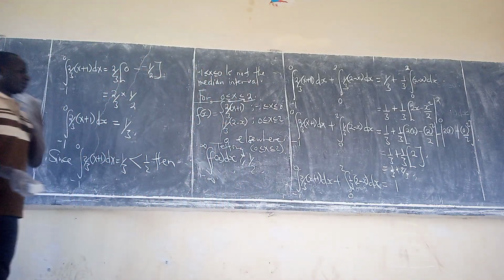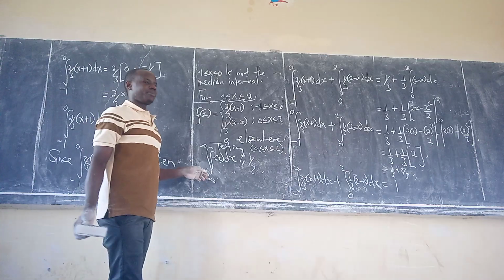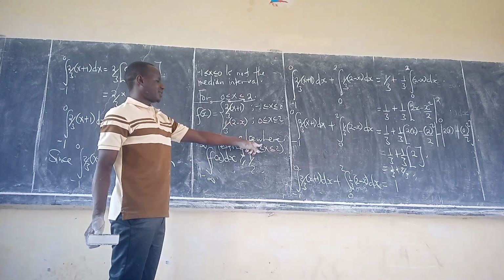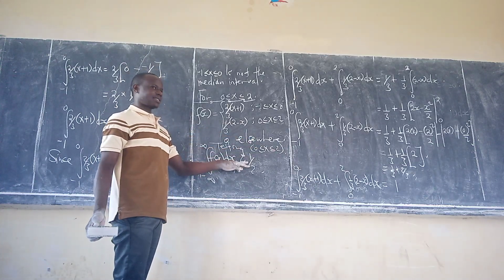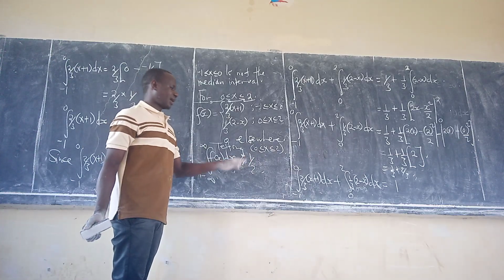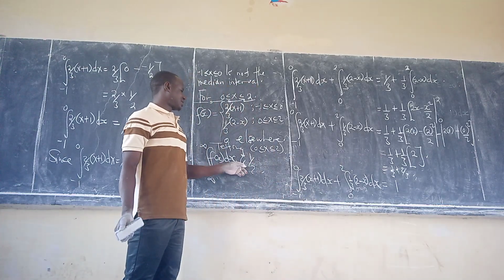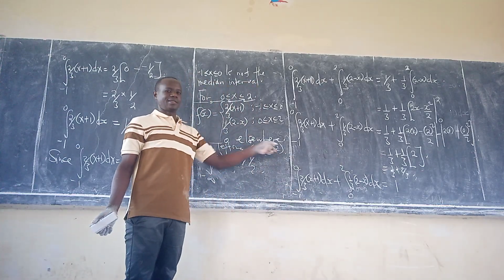Now since our final answer is 1, it means the median lies here, because we are looking for an answer which is either a half or greater than a half. And because the result is 1, it means that the median lies in this interval.